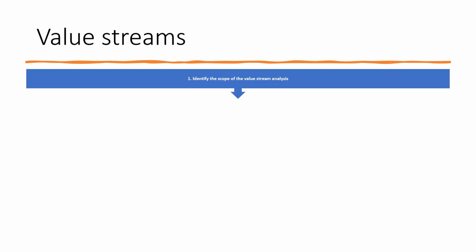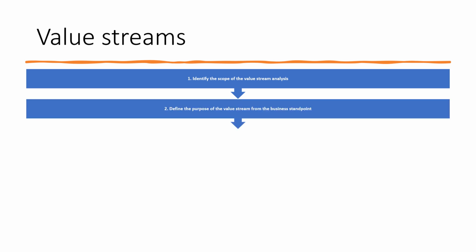First, identify the scope of the value stream. It can be mapped to a particular product or service, or applied to most or all of them. If the value stream is not clearly identified, you might first want to take a step of identifying the value streams. Second step, define the purpose of the value stream from the business standpoint. Do not just look at it from a practice point of view, but from business. What are the stakeholder needs and wants?